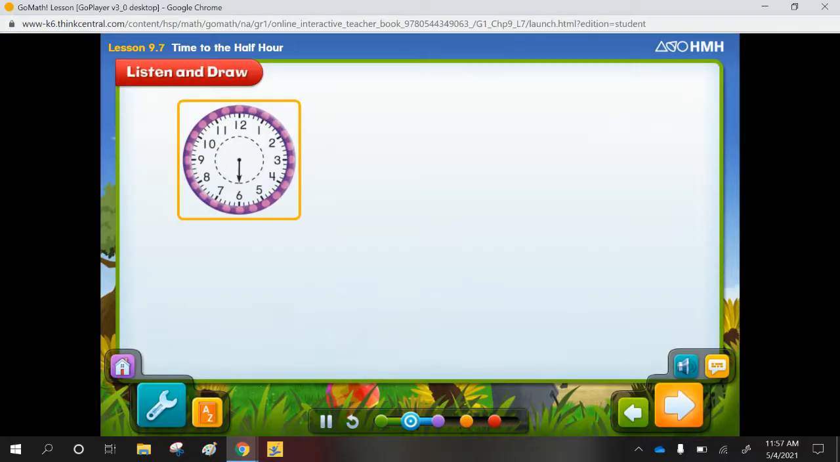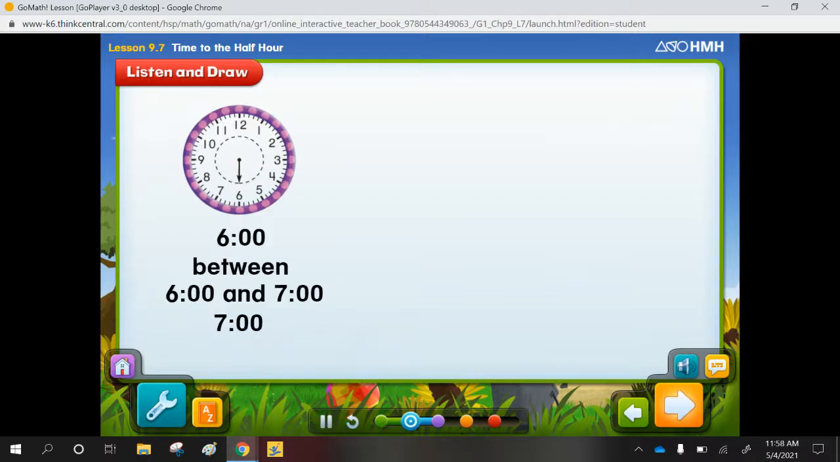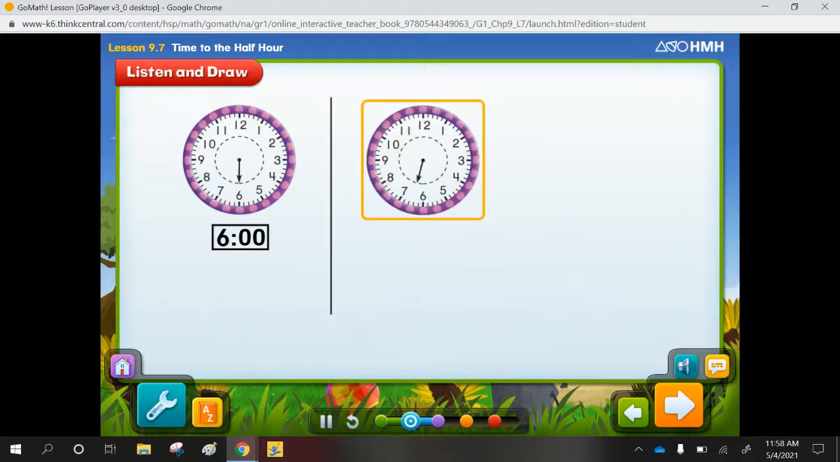Here's a clock with only an hour hand. A clock face shows the numbers 1 through 12 in order, starting here. Look at the hour hand on the clock. Which choice best describes the time shown? 6 o'clock, between 6 o'clock and 7 o'clock, or 7 o'clock. The hour hand points to the 6. Click the time shown on the clock. So it's 6 o'clock.